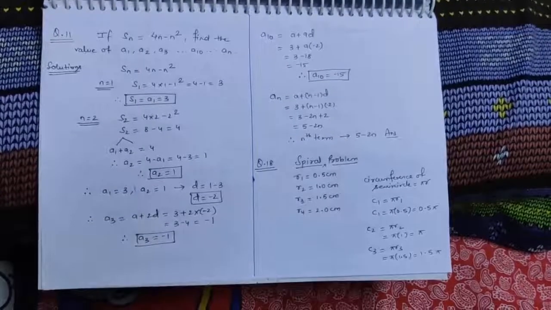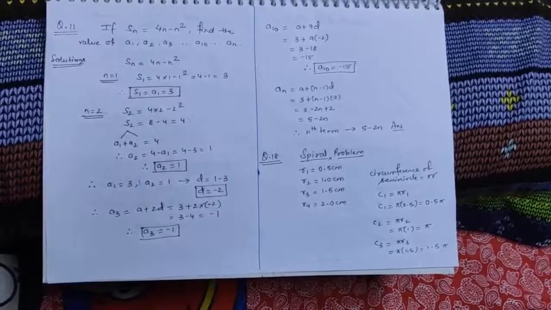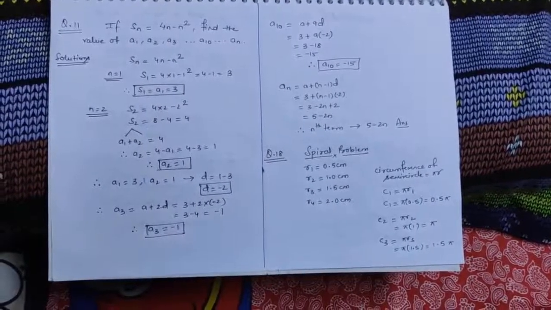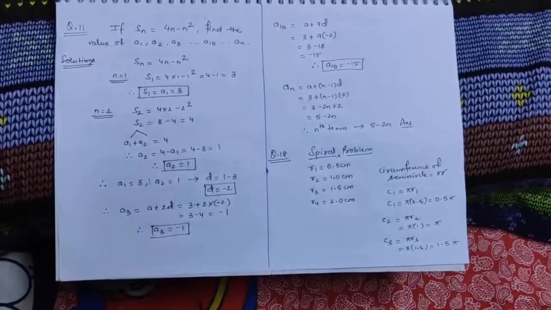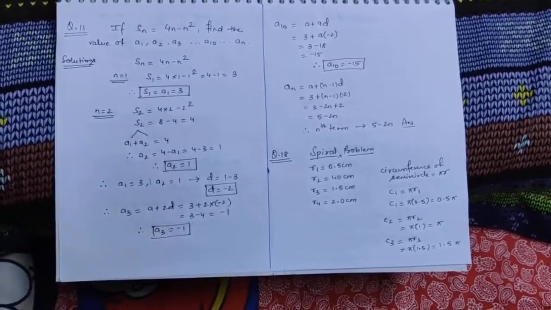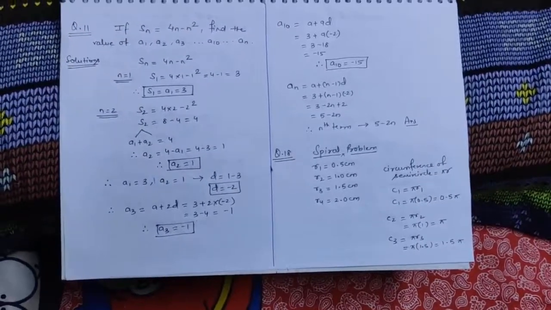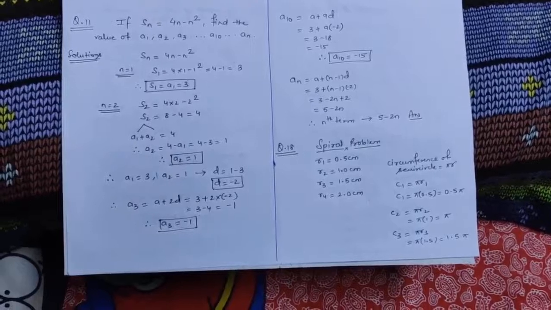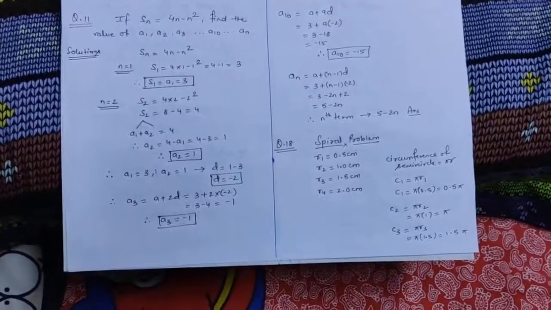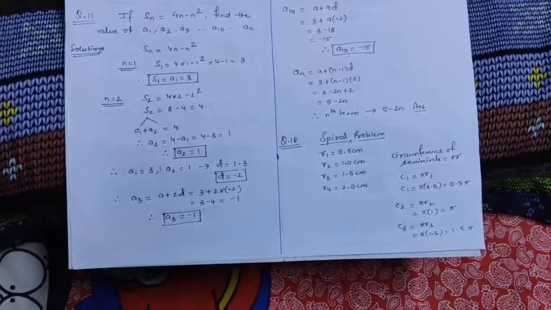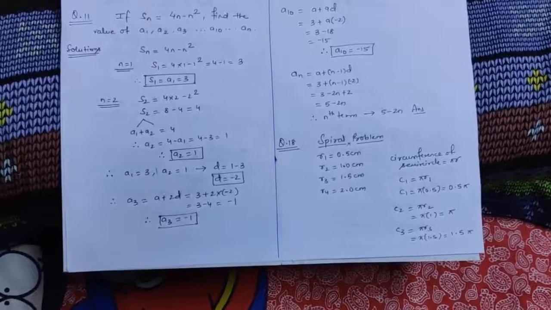In the previous question, it was given that the nth term is 9 minus 5n. In this question 11, it is given that the sum of n terms is 4n minus n square, and we have to find the first term, second term, third term, 10th term and the nth term. First we put the value n equal to 1. We get s1 is equal to 3. Now s1 means the sum of the first term, which is only the first term, that is a1. So s1 is equal to a1 is equal to 3.